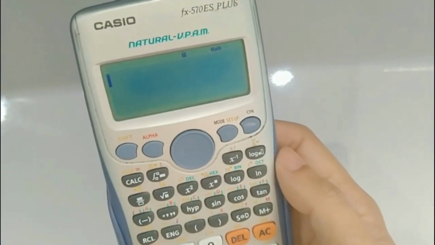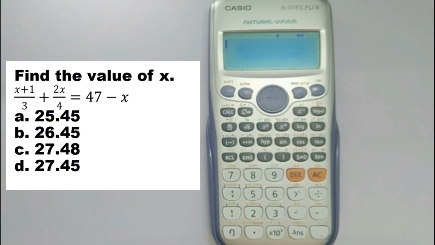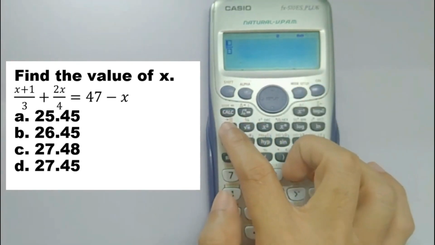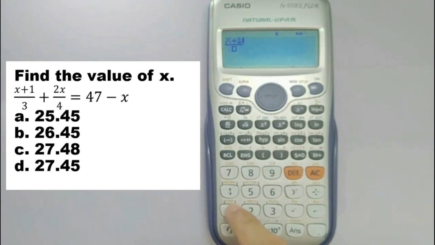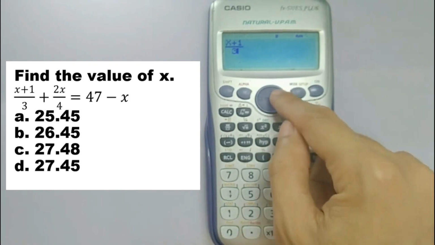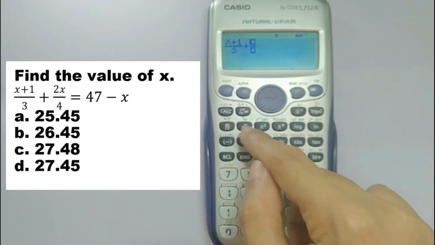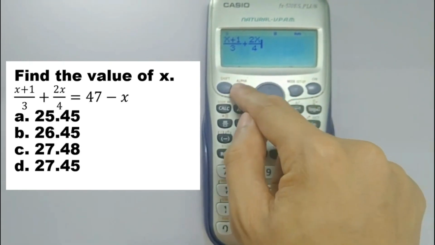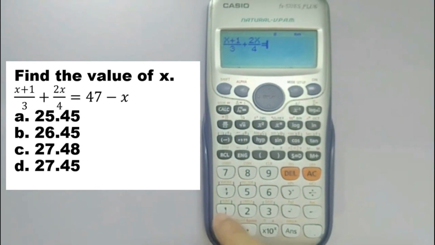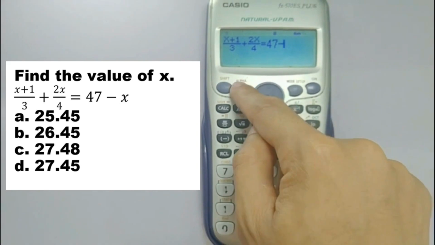So for the first problem, find the value of x in the equation: (x plus 1) over 3 plus 2x over 4 equals 47 minus x. The first step, guys, is to input the equation. This calculator technique is your shift solve. So we input alpha x, plus 1, all over 3, plus 2 alpha x all over 4, then alpha CALC for the equals sign, then 47 minus alpha x.